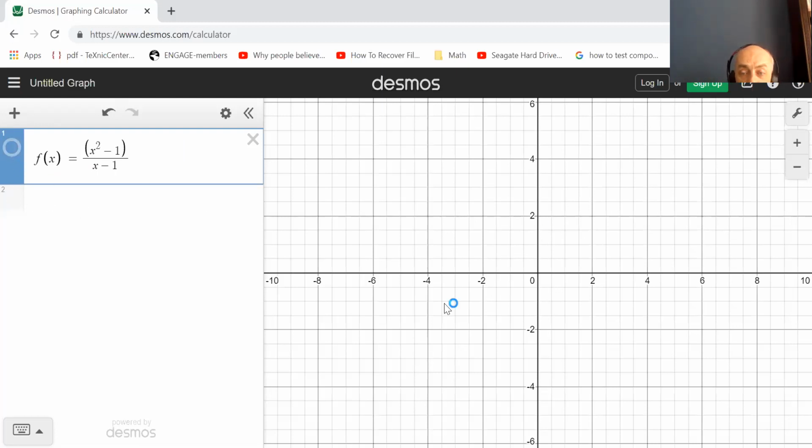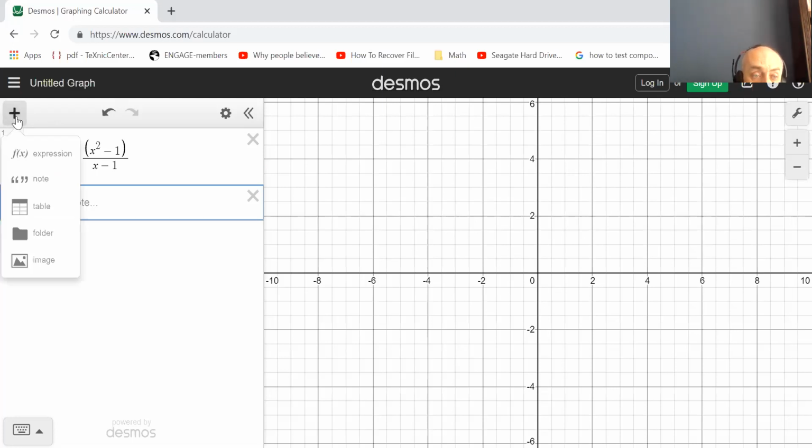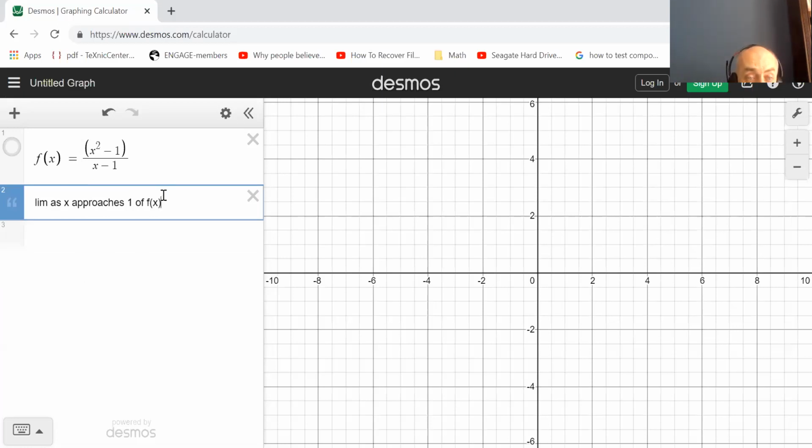And forget about this graph here. You don't need that for the moment. So this is our function, and we want to do a table now, we want to calculate here. So let's write a note to ourselves first. As you can see, I clicked on the plus sign here, and I clicked on note, and my note is the following. We want the limit as x approaches 1 of f of x. So we want to see how the values of f behave when x approaches 1. And I'm going to do the limit calculation here.